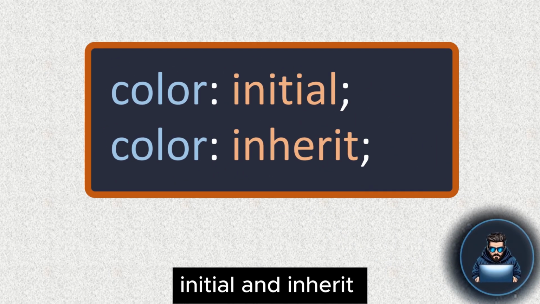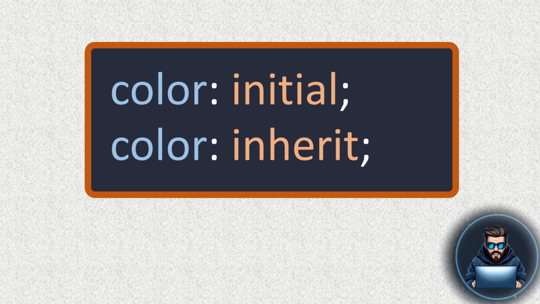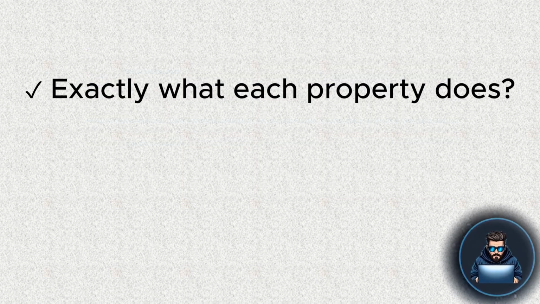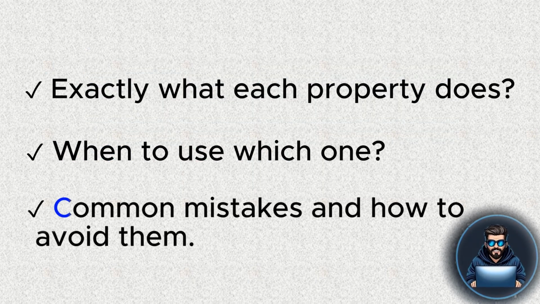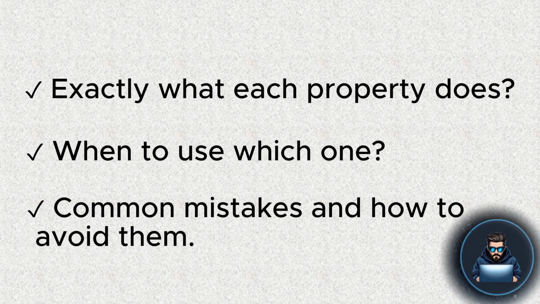Today we're doing a deep dive on two tiny CSS keywords that confuse almost everybody, initial and inherit. By the end of this video, you'll know exactly what each property does, when to use which one, common mistakes, and how to avoid them. If you've ever wondered why your text suddenly turned black or why a border disappeared, this video is for you.